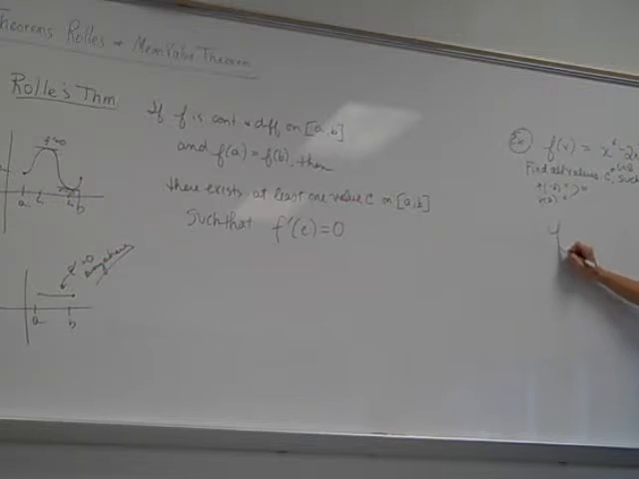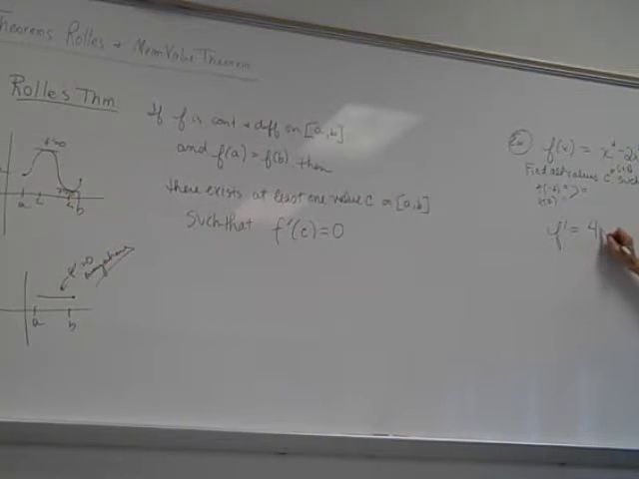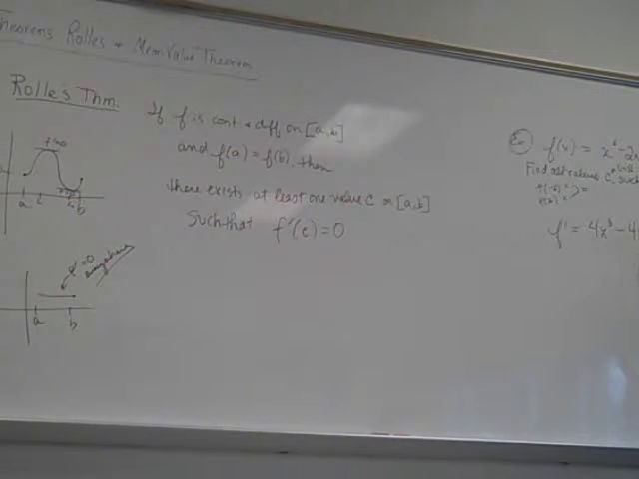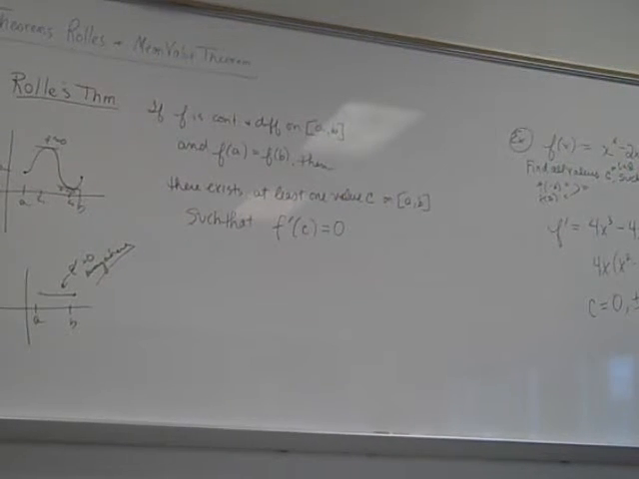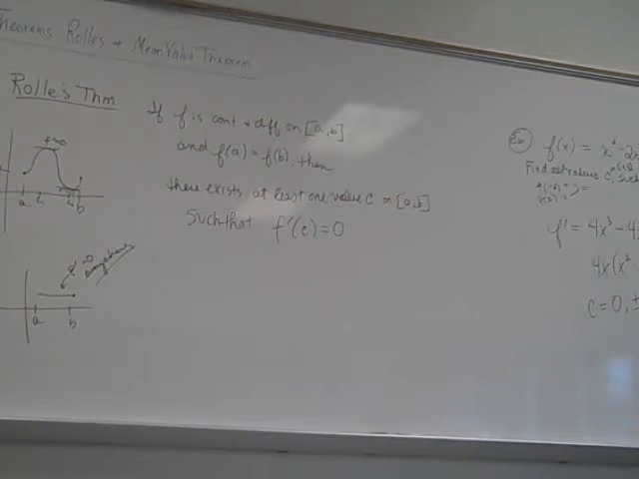So find all values C. I just have to take the derivative now. 4x to the 3rd minus 4x. Set it equal to 0 and solve. So my C values are going to be 0 and positive and negative 1. And those are going to be all the spots where the derivative equals 0 on the interval negative 2 to 2.